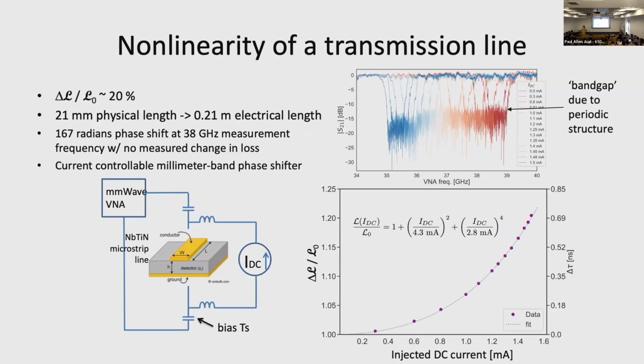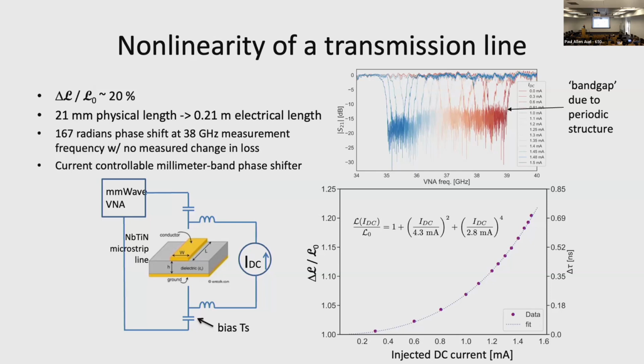So we're measuring the shift of the band gap frequency as we increase the current, and that tells us the change in the propagation velocity on the transmission line. And from that, we can derive the change in the inductance of the line. Here we're seeing a pretty large nonlinear shift of about 20%. And this transmission line has a physical length of about 21 millimeters.